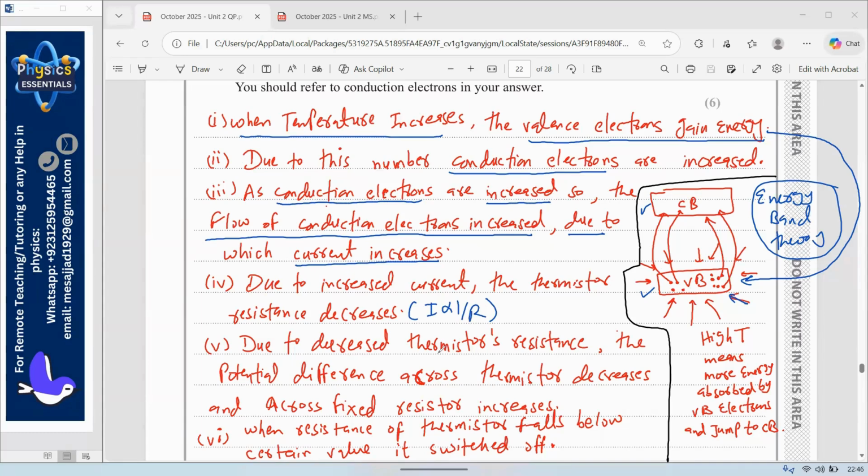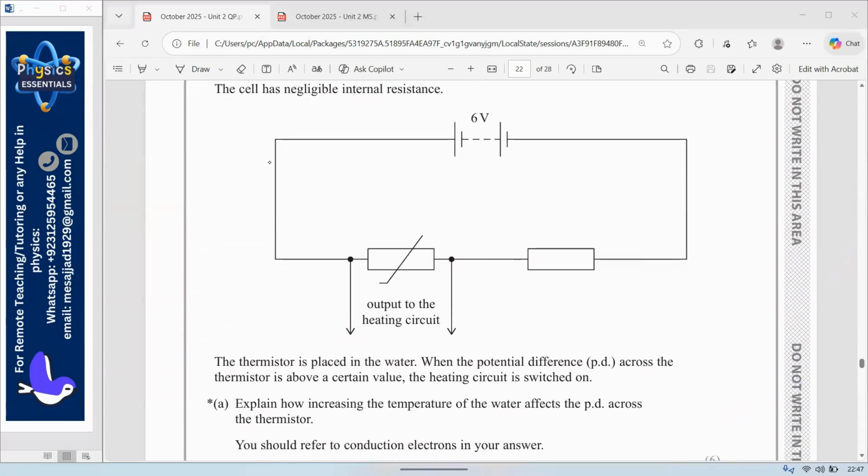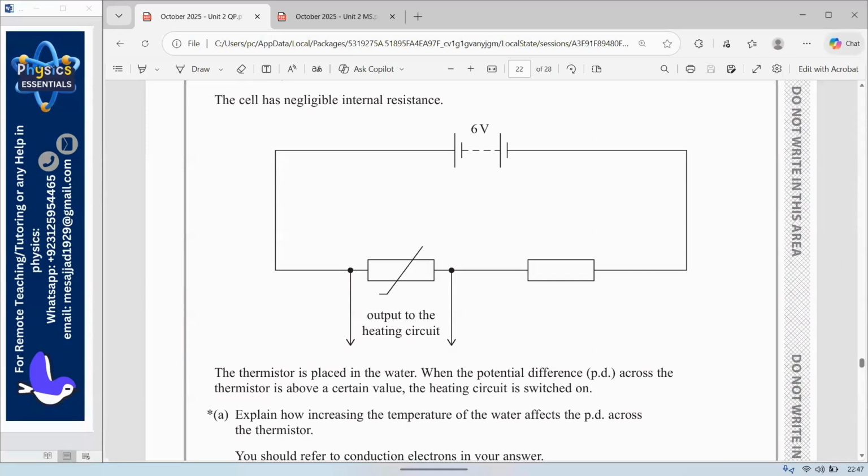Now, if the resistance is decreased, of course, the potential difference is also decreased, as you know that voltage and resistance are directly proportional to each other. So the voltage being used by the thermistor is also decreased. And when this voltage falls below a certain value, then the thermistor is switched off. All this explanation is actually for this circuit. Just a quick summary: as you raise the temperature here, the resistance decreases.